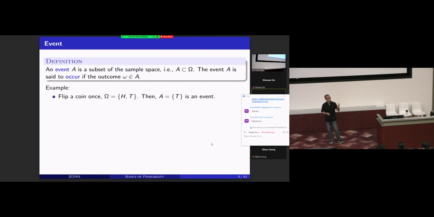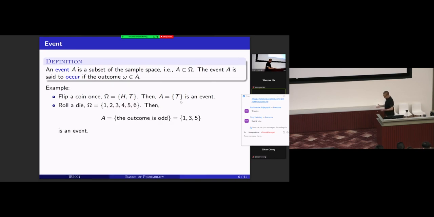But again, as I said, it is possible that an event has a single outcome. So in this way, we can define probability for a set of a single outcome, right? So here's an example. We flip a coin once. We know that the sample space is heads or tails, right? Then if we define an event A to be the set containing only tails, then this A is an event. We can define the probability of A, which is just the probability of tails, which is 1/2, right?